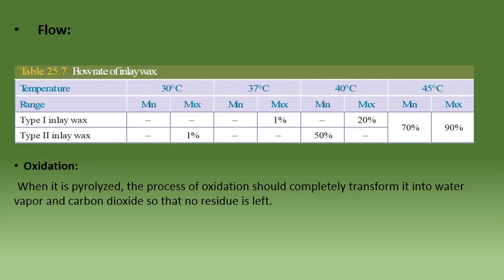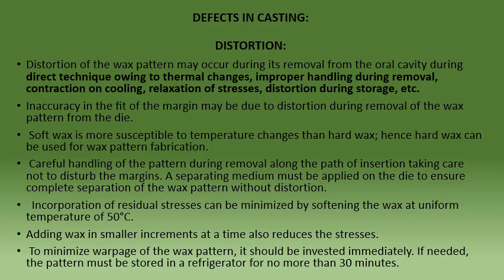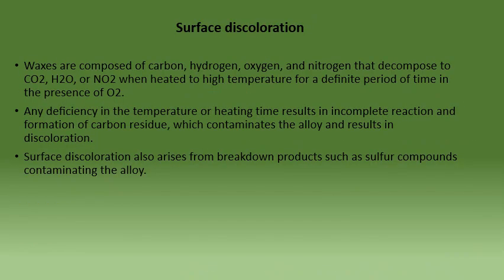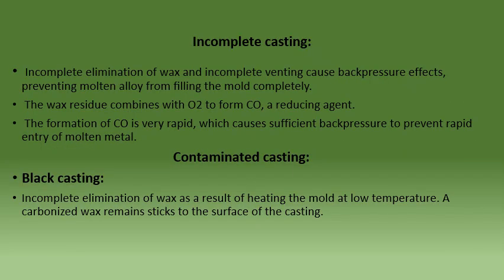Okay, and when you do the burnout, you should also make sure you completely remove the wax, because if wax residues are present, it will interact with your molten metal that is entering during casting. It will react to form some carbon monoxide gas, which can result in some defects in casting, like distortion, which I already told, right? Because of stresses that happens, sometimes the surface discolorations, like contaminated casting, black casting, everything this results because of inadequate removal of wax during a burnout procedure.